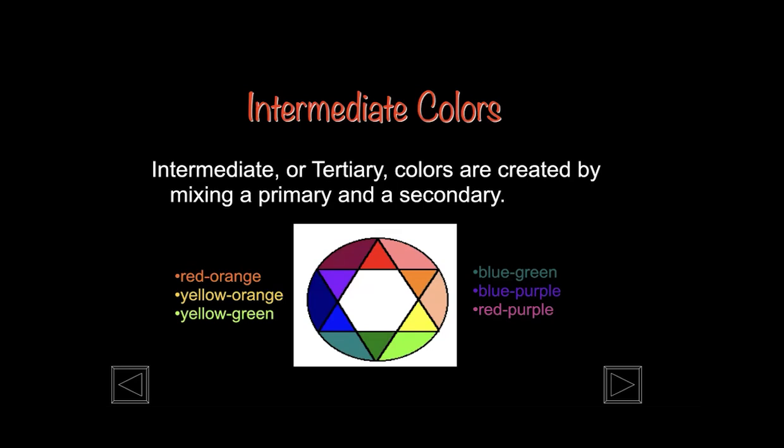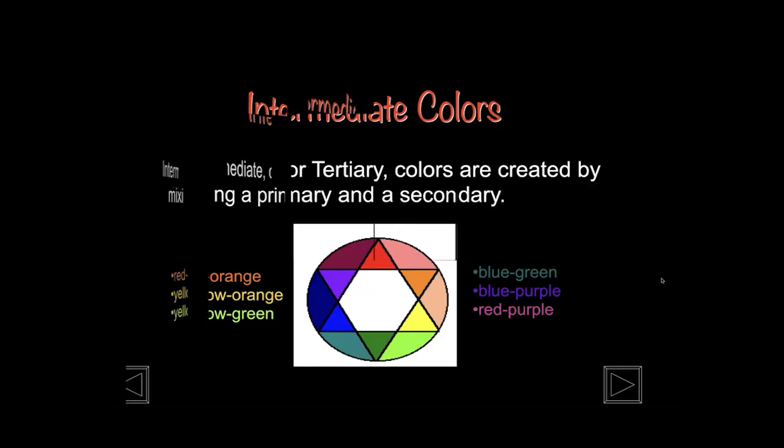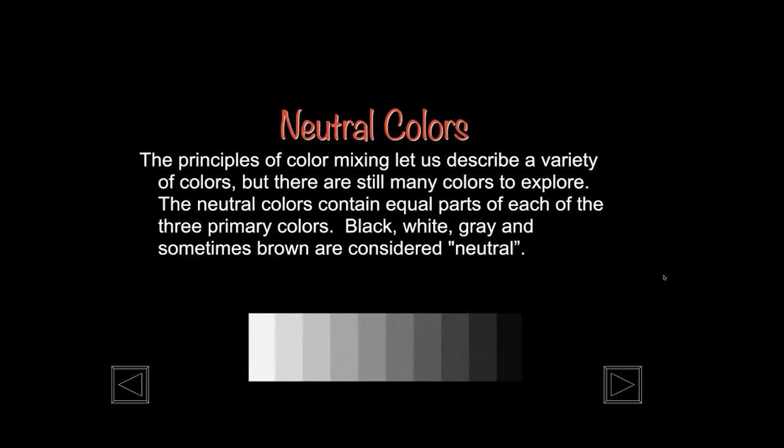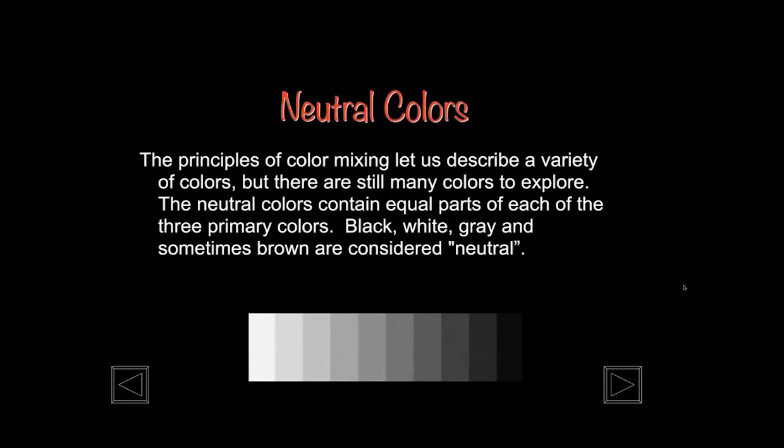Intermediate colors, also called tertiary colors, are colors that are created by mixing a primary and a secondary color. So there is some kind of an order to it. If we're mixing a primary color, say red, with a secondary color like orange, we get this kind of red orange color. That makes a lot of sense, right? Or orange yellow.